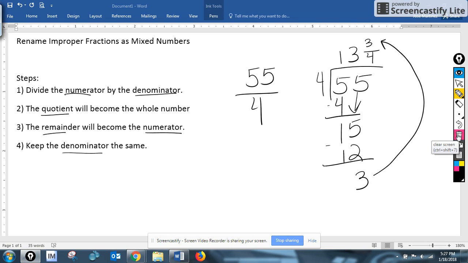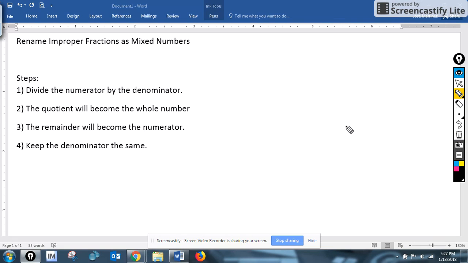Now let me show you with a model so that you can understand what's going on here. Let's do a small number so that I can draw it really fast. 5 over 3. So I want to rename this improper fraction as a mixed number. Right now, this is an improper fraction because the numerator is bigger than the denominator. Okay? So I'm going to follow the steps. Divide the numerator by the denominator.